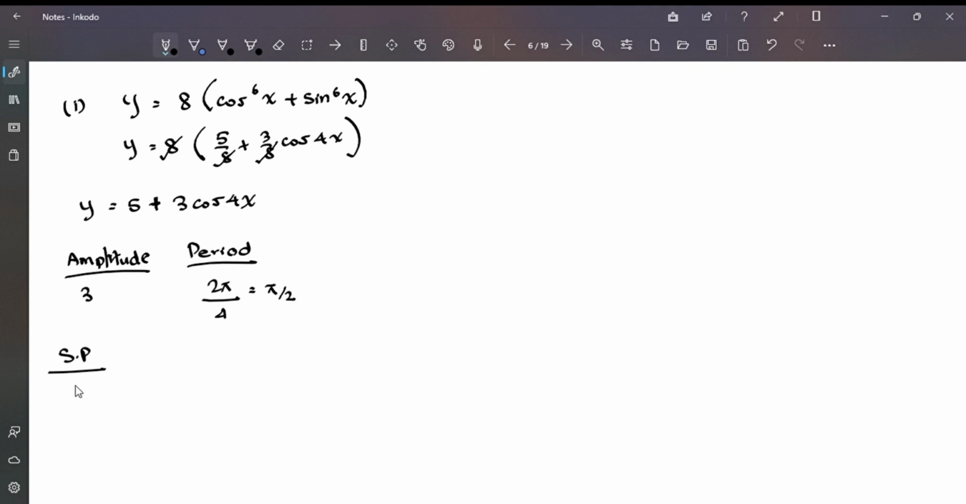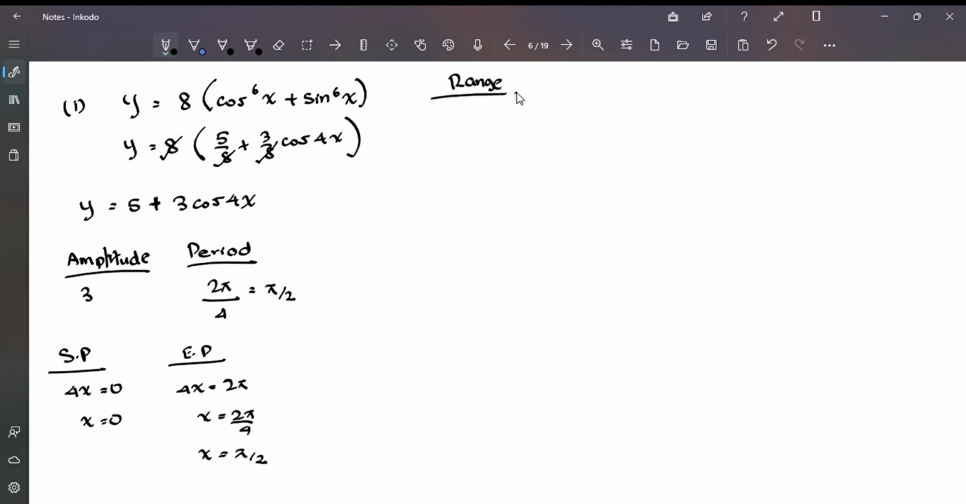After that, starting point, where will the graph start? 4x, whatever that is inside the cos, equate it to 0, x equals 0. Find the ending point. Ending point, 4x equated to 2 pi, so x equals 2 pi over 4, x equals pi over 2. So one of the waves of the graph will start at 0 and end at pi over 2.